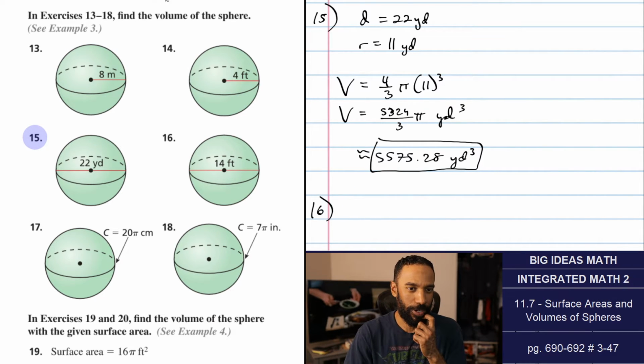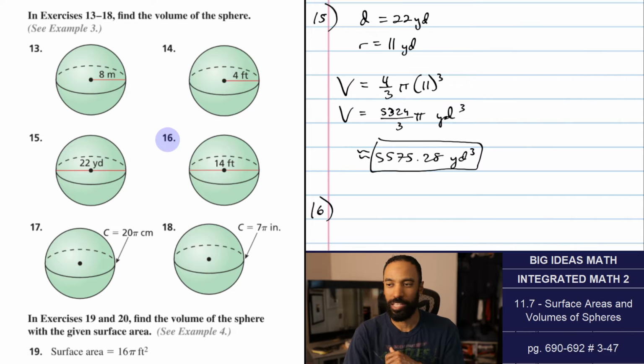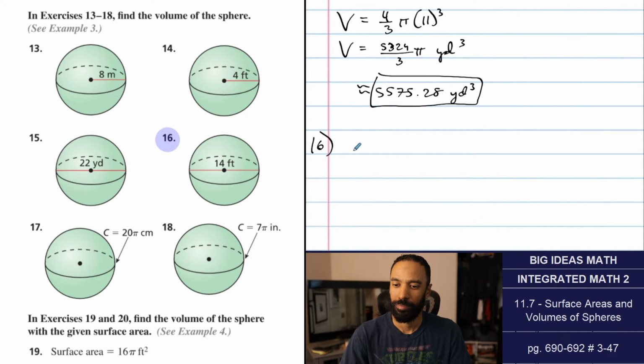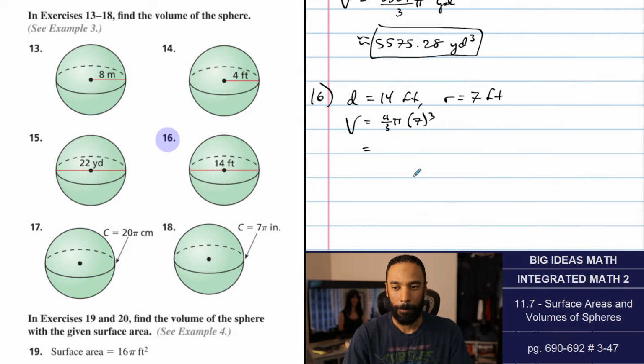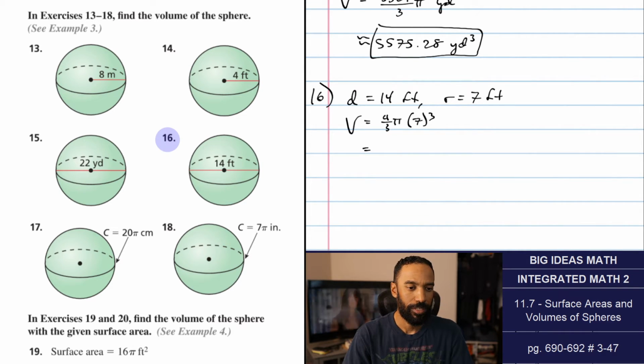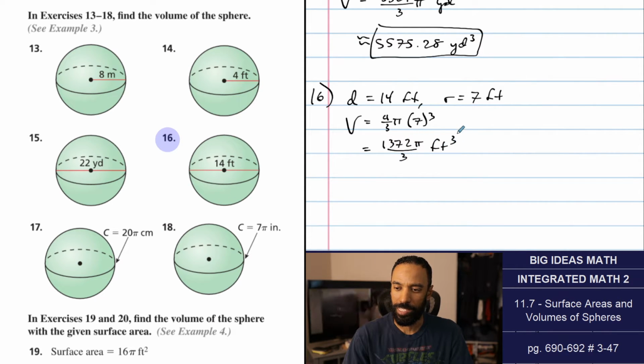Number 16, 14-foot diameter means a 7-foot radius. And now we do our substitution. 4/3 pi times the radius cubed. 7 cubed is 343 times 4 is something. I'll make sure. 7 cubed, 343 times 4. 1372. 1,372 pi over 3 cubic feet.